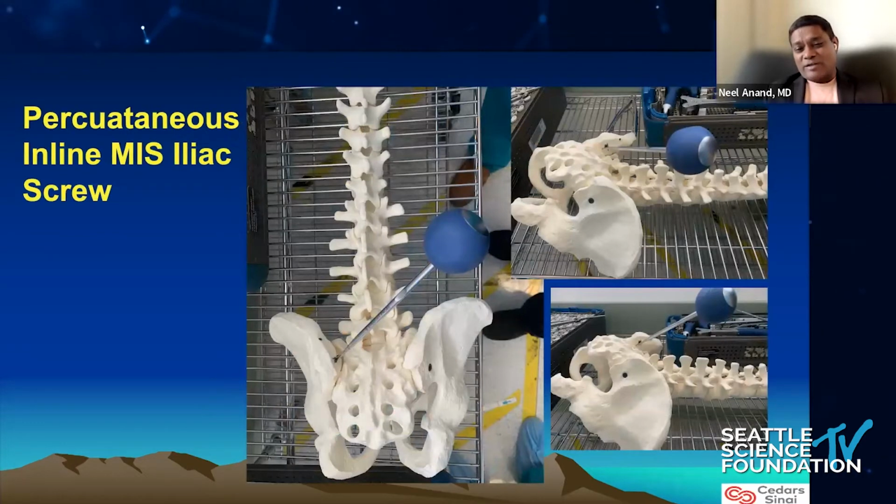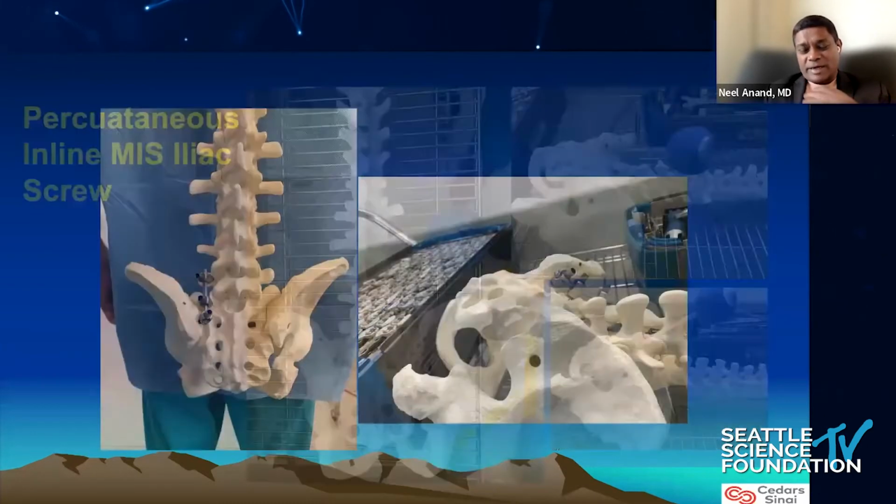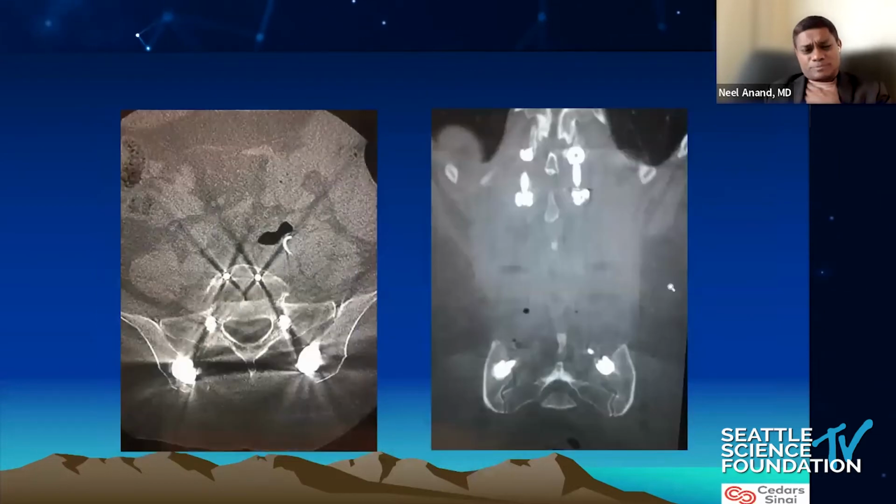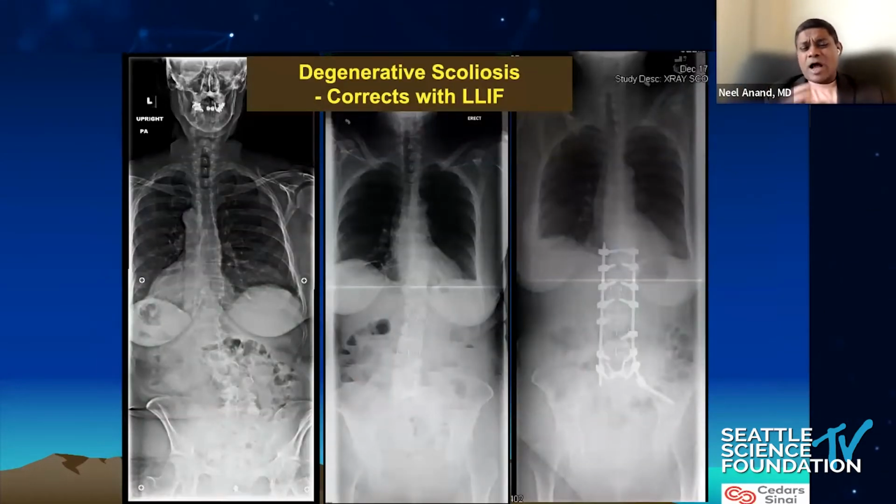You can go directly in the iliac crest. It's the best pedicle screw you'll ever put in. No fluoro, no nav. You just feel it like a pedicle screw and drop it down. That's what we do routinely. It lines up and it works very well in terms of putting in iliac screws. In terms of the rods, contouring and staging, this is what we learned.